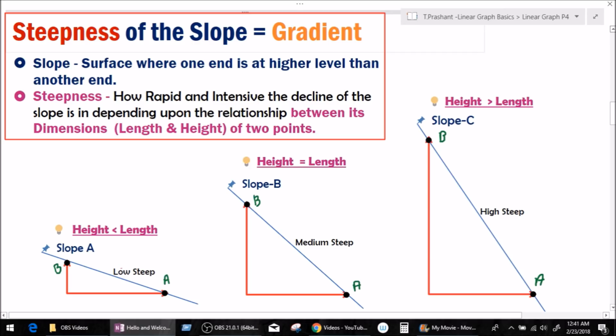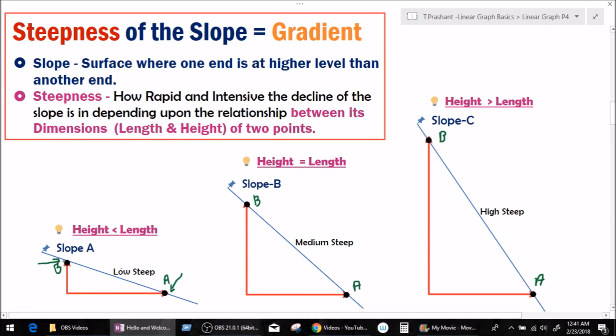Alright, so let's get into the core of this lesson and study the steepness of a slope, which is actually the gradient of a line. How the steepness of a slope is actually the gradient of a line, we are going to find out in this lesson very soon. Let's start with what is the slope. Slope is any surface where one end is at higher level than another end. So as we can see in this shape, we have two ends, point A and point B.